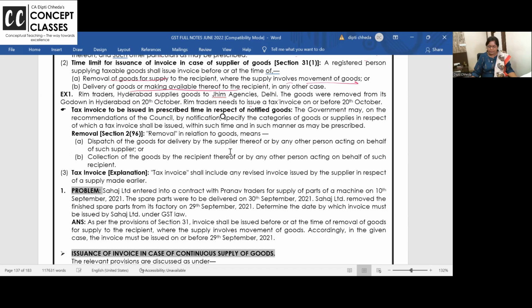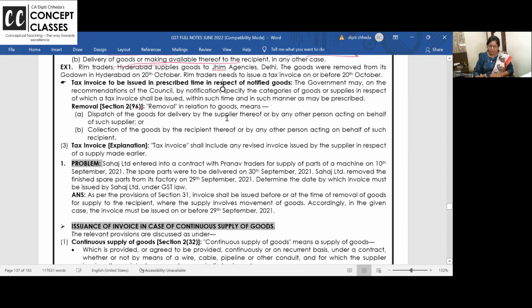Clear to all of you? क्योंकि goods जा रहे हैं ना, तो removal of the goods के साथ invoice होना जरूरी है. Tax invoice to be issued in the prescribed time in respect of notified goods. Government may, on recommendation, specify a category of goods in respect of which tax invoice shall be due in a different time if they wish to. Removal in relation to goods means dispatch of goods for delivery by the supplier or by any other person acting on behalf of the supplier. So the buyer might take the goods through his agent in Hyderabad. So when I give the goods to the agent, dispatch of goods, that's the date of removal.